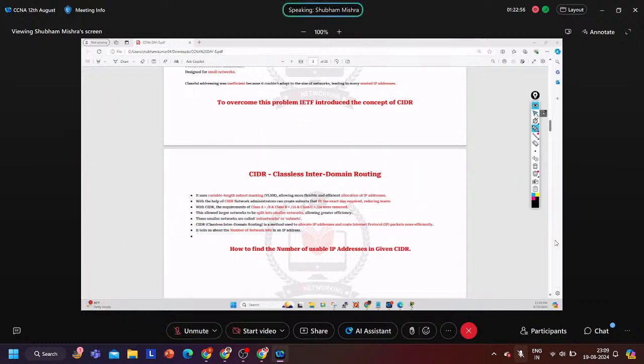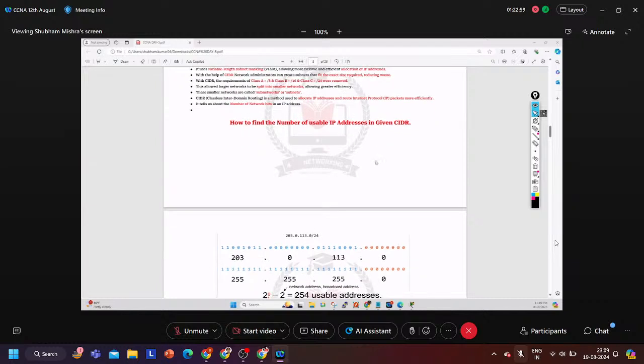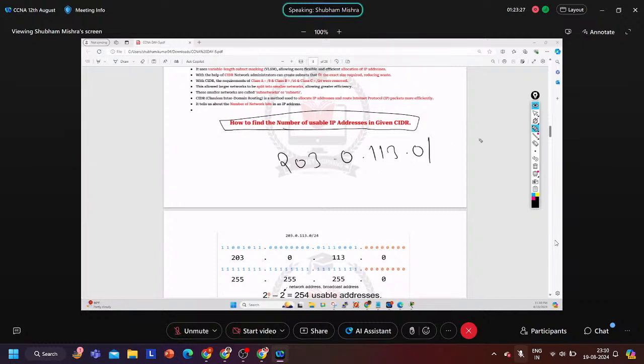Now, I write one question. How to find the number of usable IP addresses in a given CIDR value? Try to understand the motive. Let's suppose you got one IP address, for example, 203.0.113.0 slash something. This is the IP address, or the network ID. So this is the network ID.